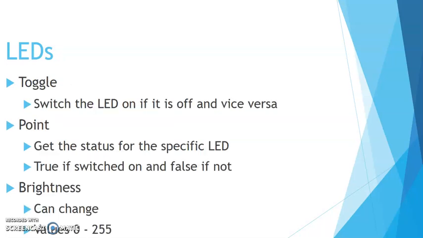There's also a toggle block, and that allows you to switch the LED on if it's off and vice versa. So if it's on, it'll turn it off. If it's off, it'll turn it on. And that's just the toggle block, and we'll have a look at that. You can get the status for a specific LED, and that will be set to true if it's switched on and false if it's not. You can change the brightness, and the brightness values you can put in are the values 0 to 255. Now there are other blocks in there as well within LEDs. We'll look at a project and have a look at some of these and how you can use them.